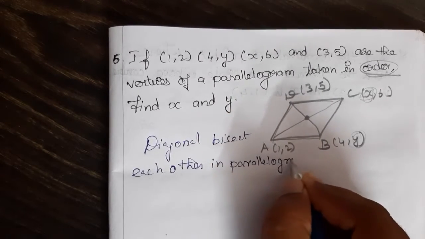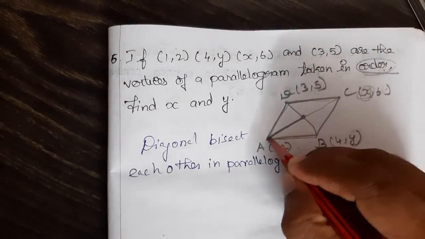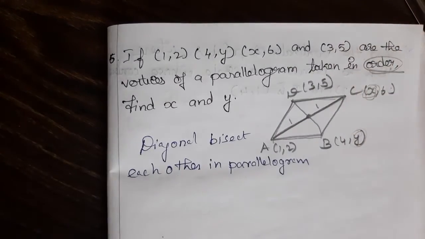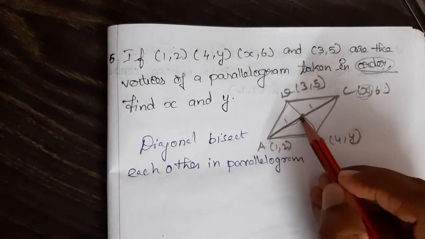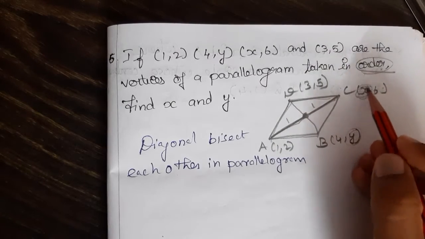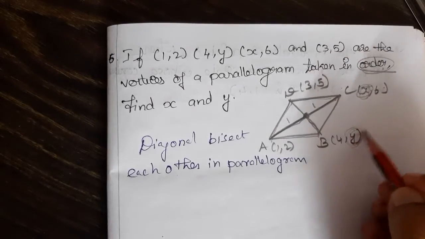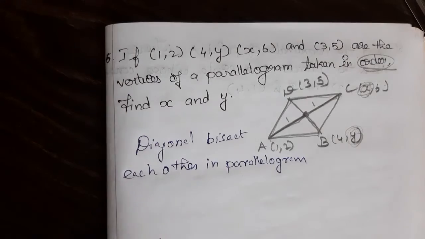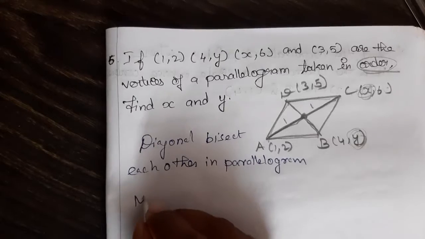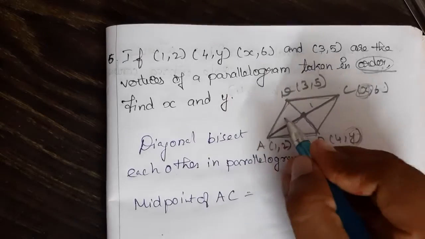So diagonals bisect each other in a parallelogram. Bisect means it's equal, it's cut into equal parts. This section and this section will be equal. Then we consider the ratio 1:1, right? Equal parts. So with the section formula, we can find this point, and it will be in the ratio x. Again, if we compare these two, which also bisect, this will be in y. Comparing both, we will get x and y. Right? So let me consider the midpoint of AC, because both are the same.